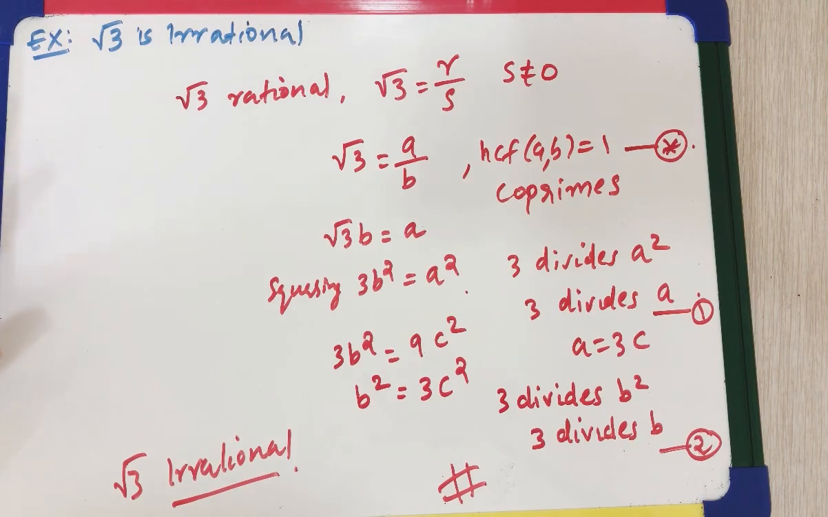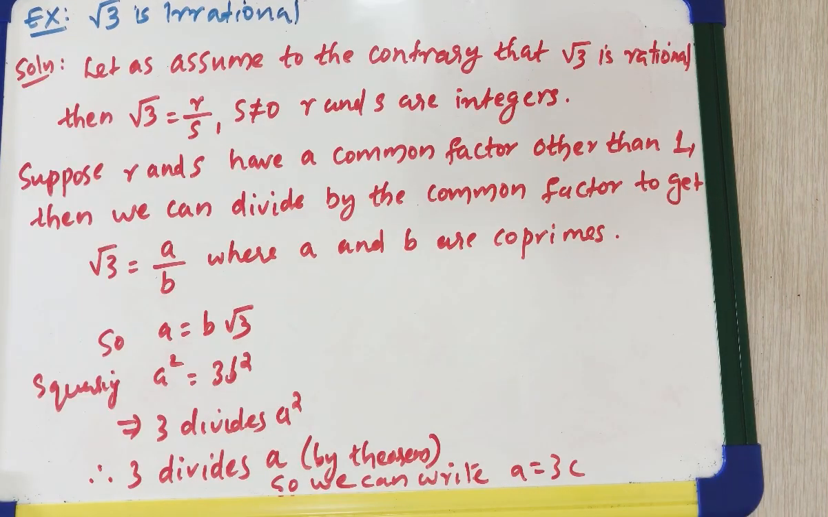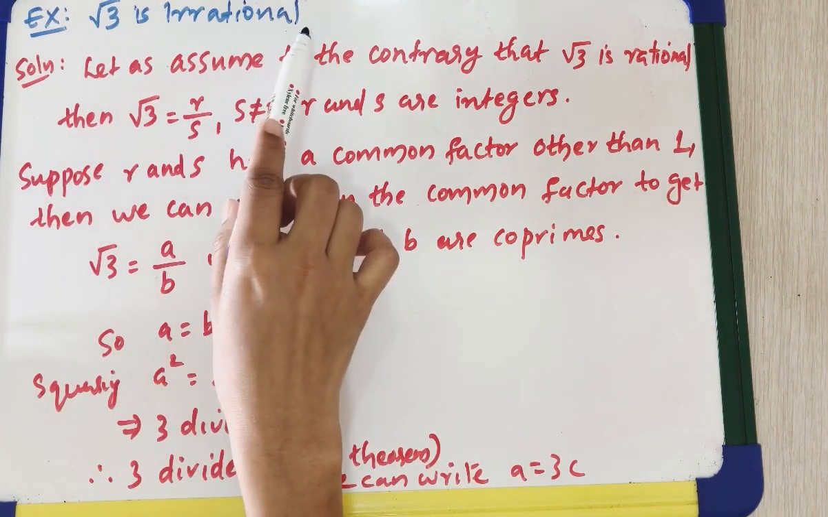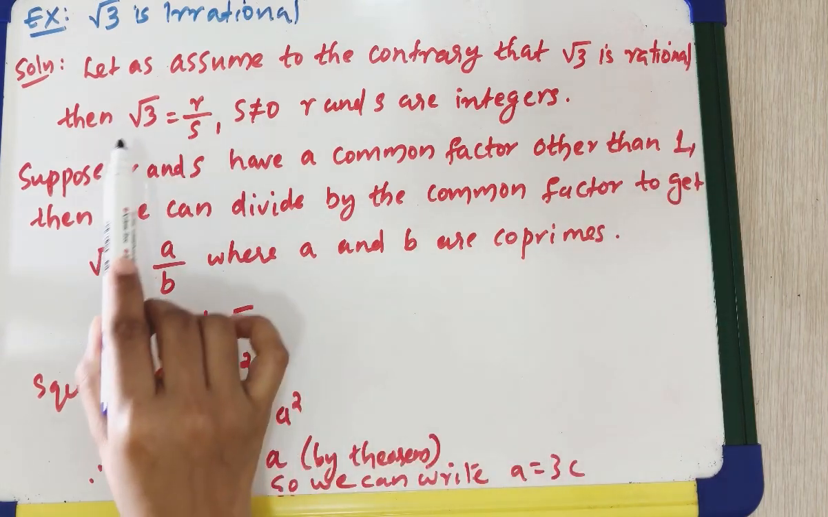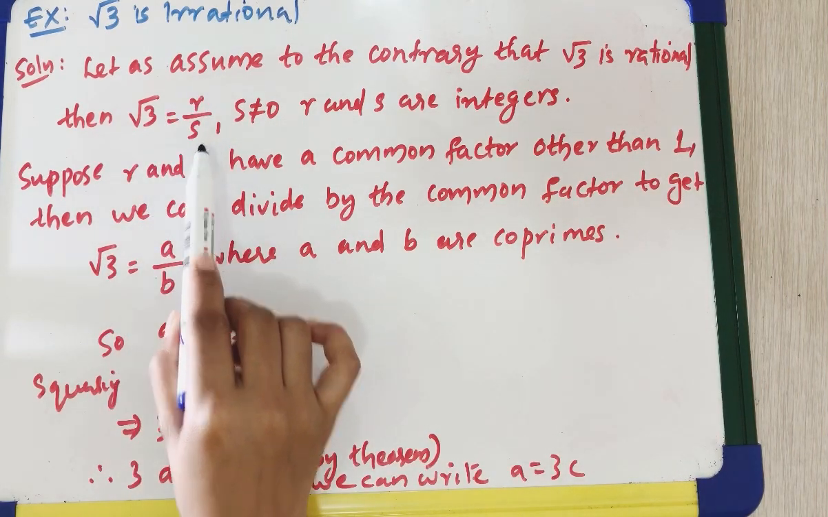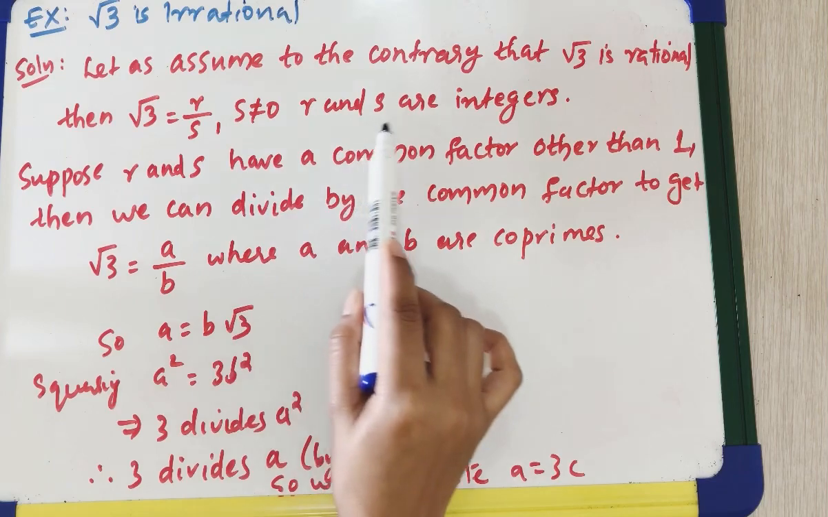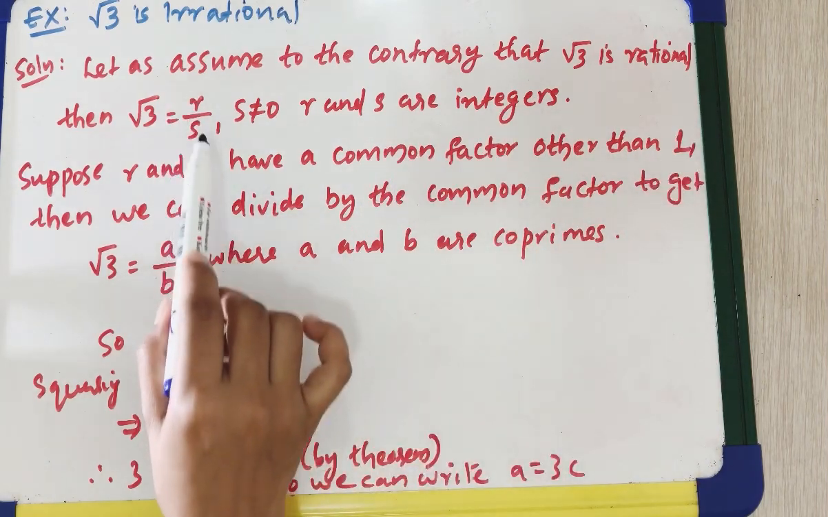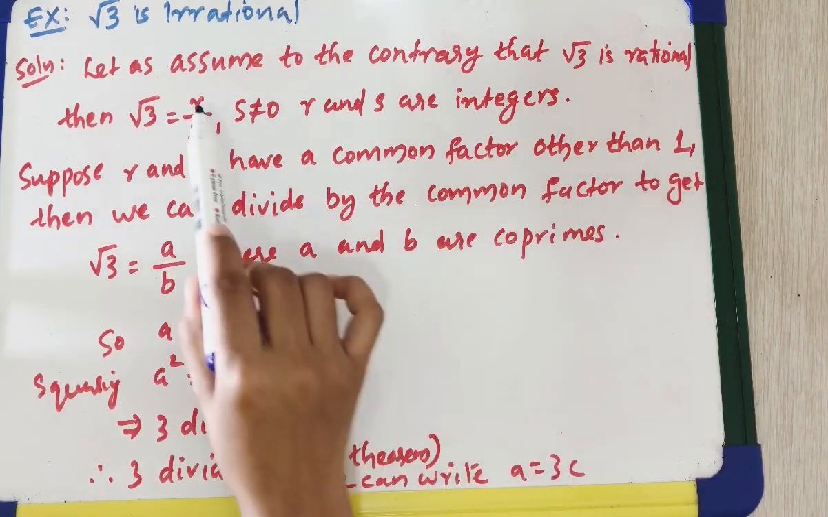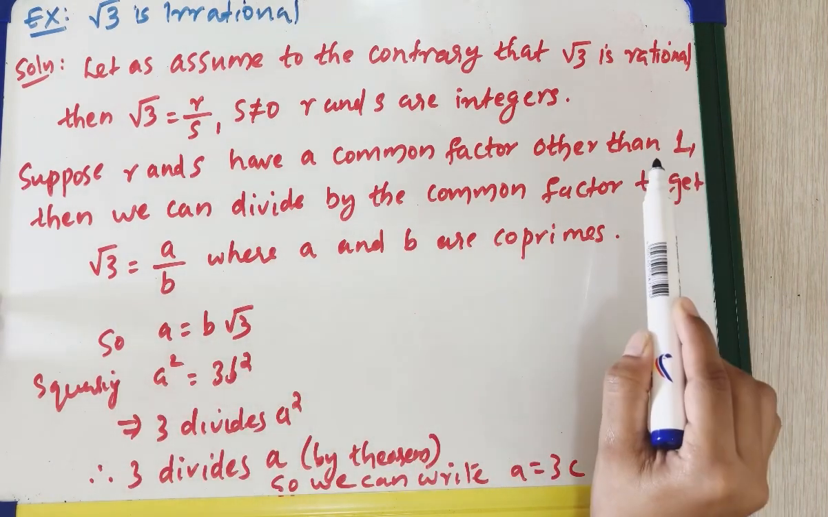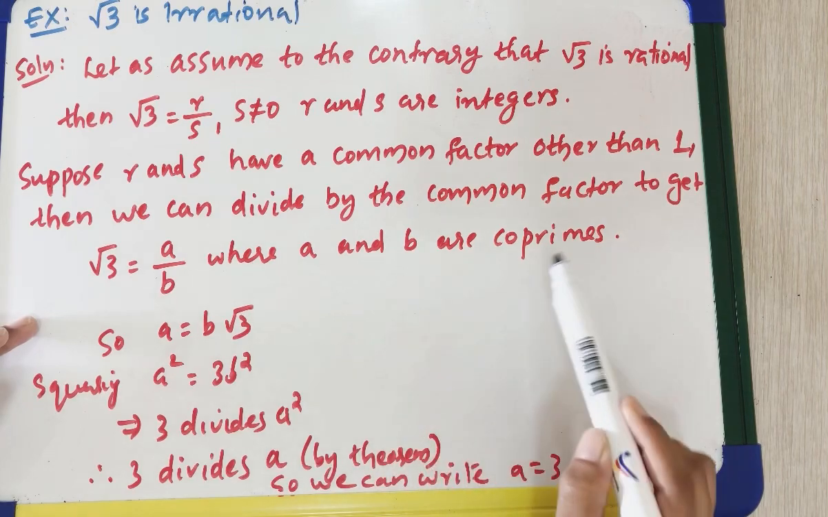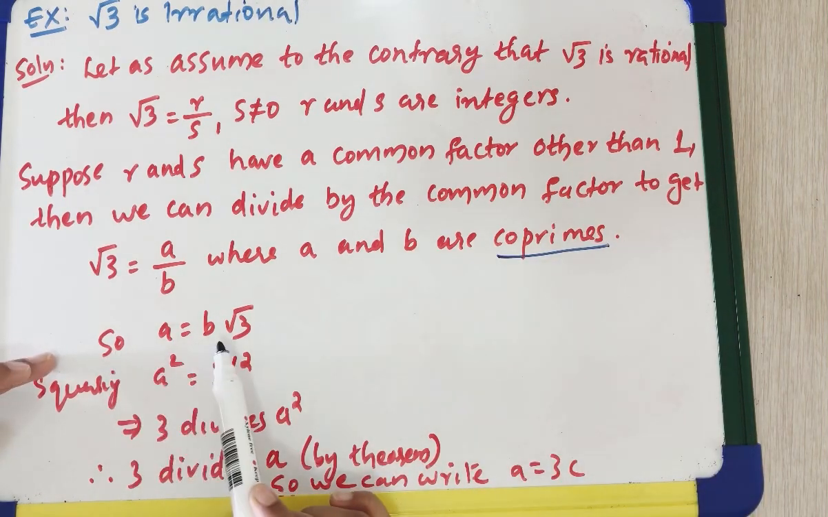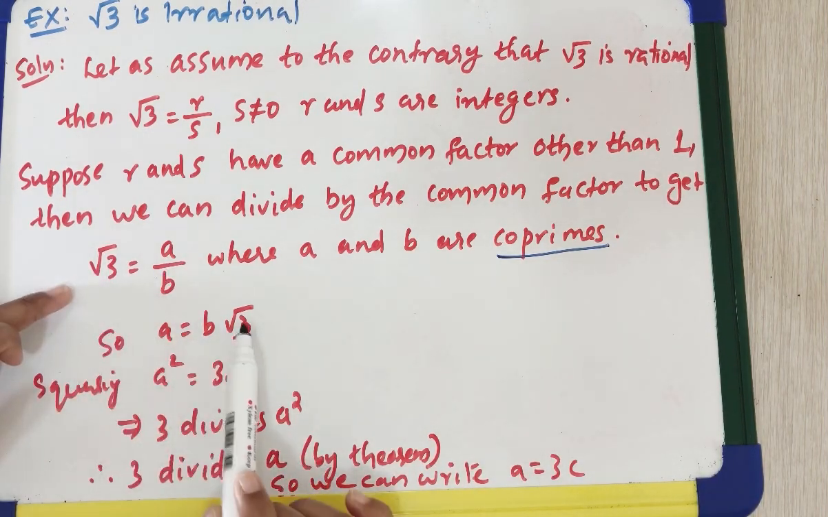I will write the proof in detail. See the solution. We have to prove root 3 is irrational. Let us assume to the contrary that root 3 is rational. Then root 3 is equal to some r by s, where s not equal to 0, and r and s are integers. Suppose r and s have a common factor other than 1. Then we can divide by the common factor to get root 3 is equal to a by b, where a and b are co-primes. So a equal to b into root 3.